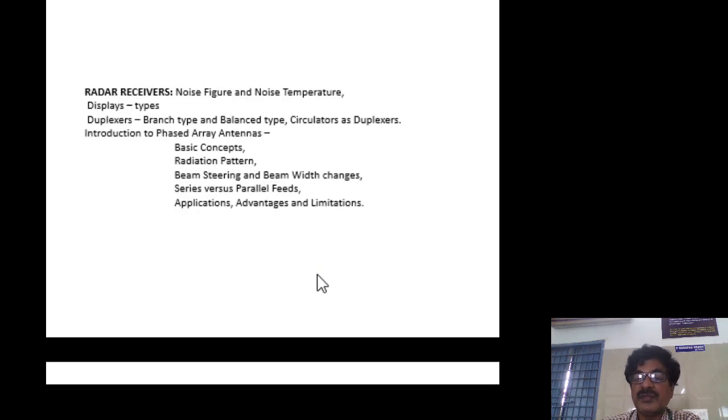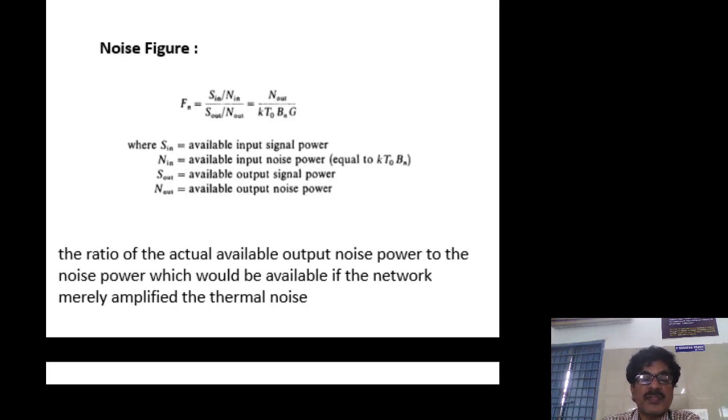Okay, good morning. Now, I would like to discuss the noise figure of a cascading network. What is meant by noise figure, and what is this parameter used for?